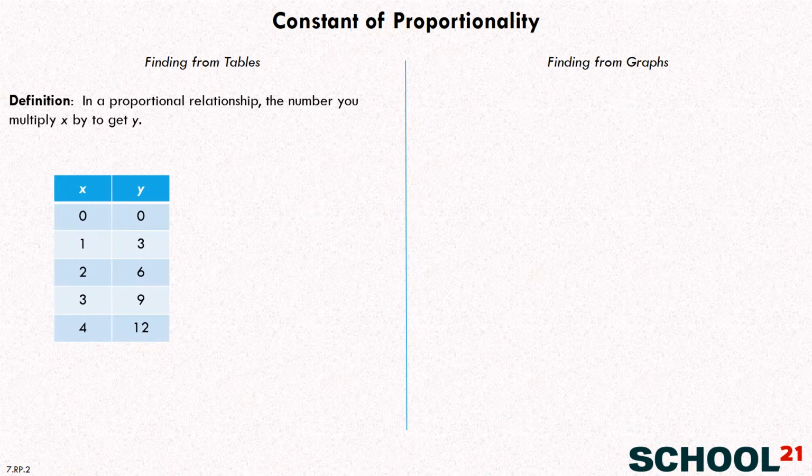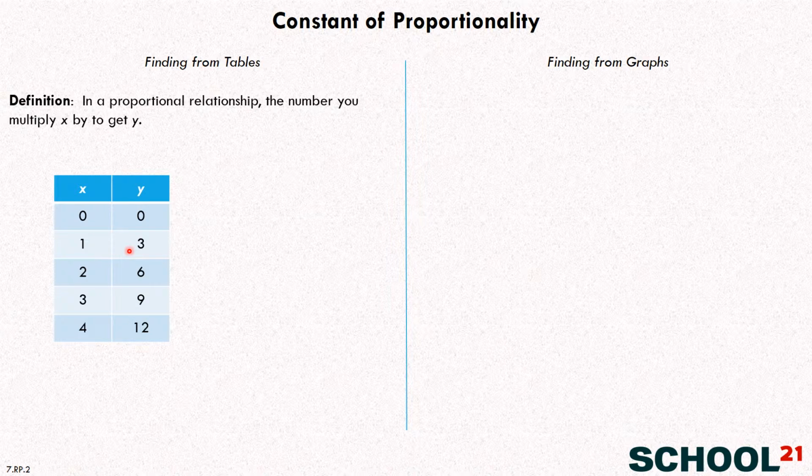Let's go ahead and put a table of values here. So if we think about our definition up here, we're going to be multiplying x by something to get y. So you can go ahead and look at these values. We have a bunch of x values here, 0, 1, 2, 3, 4. And each time we're going to be multiplying that x value by the same number to get y. Okay, same number on each row. So can you guess what that number might be? Yeah, 3. 3. Good.